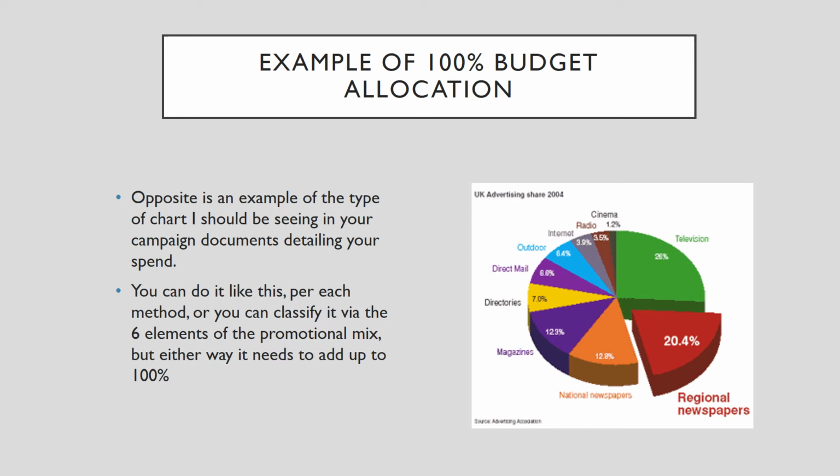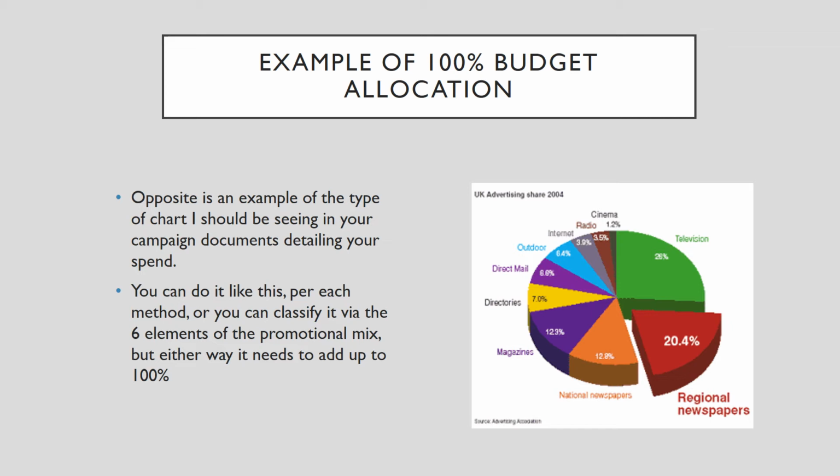In your campaign document, I expect to see a 100% budget allocation pie chart, and here's an example right now. As you can see from that chart, it's broken into different chunks of the pie, each with a percentage number, and also a description of what that actual method is.